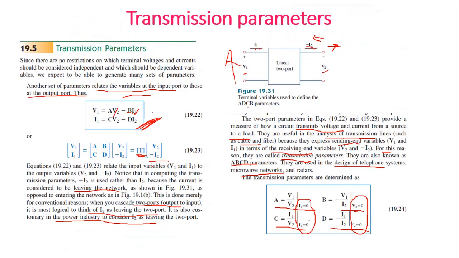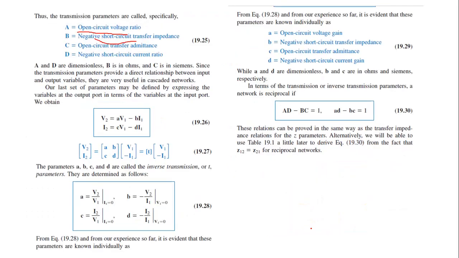And C is equal to I1 by V2. I by V, it is admittance. Again, it is from port 1 to 2, so it is transfer admittance. Transfer admittance at I2 is equal to 0. So open circuit transfer admittance.